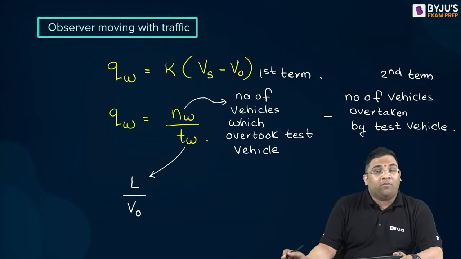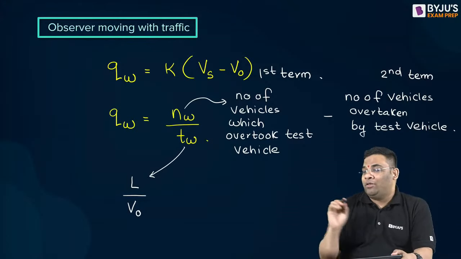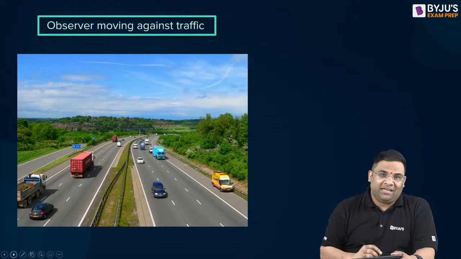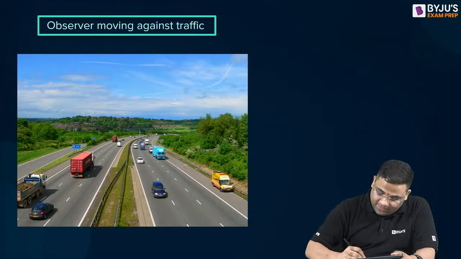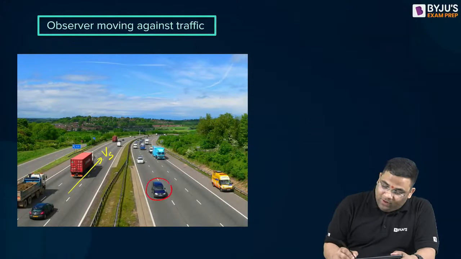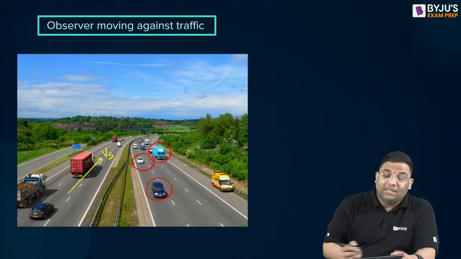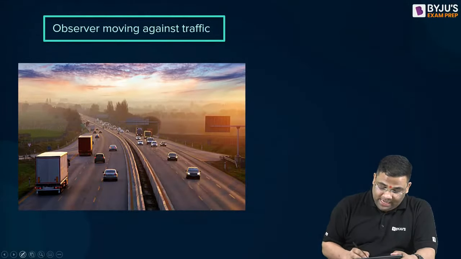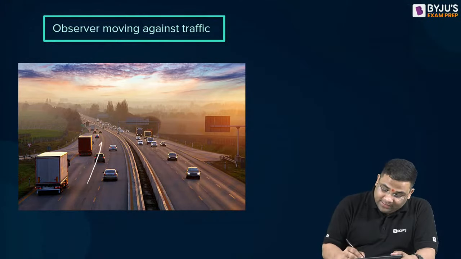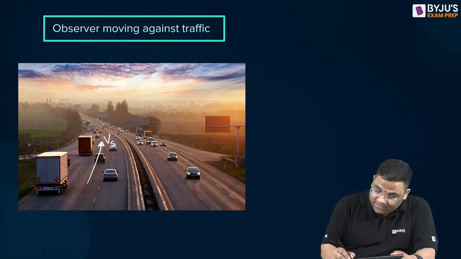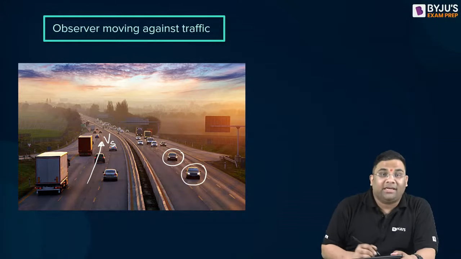So we saw two formulas for moving along the traffic. Next we will see moving against the traffic. If this is the traffic VS, then these vehicles are moving against the traffic. Or in the second diagram, if this is the VS which you intend to find out, then these vehicles are moving against the traffic.